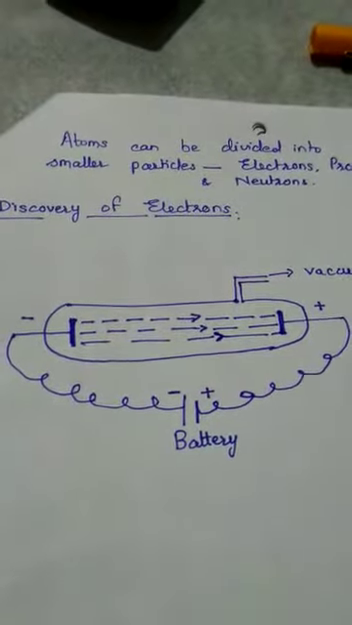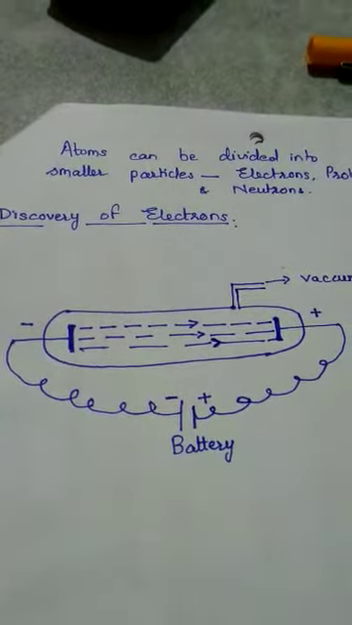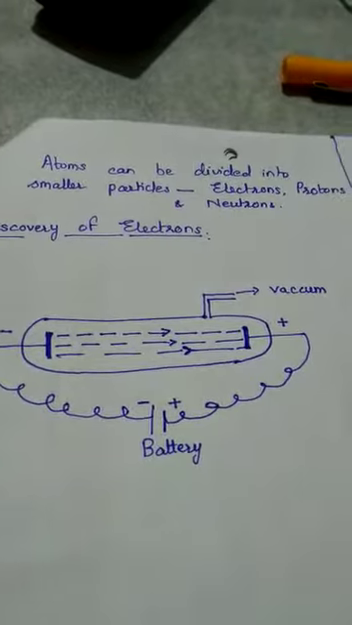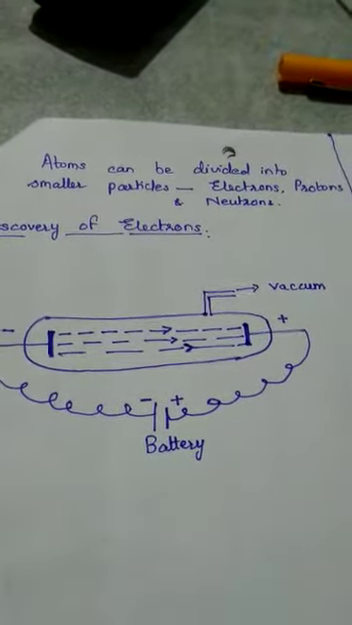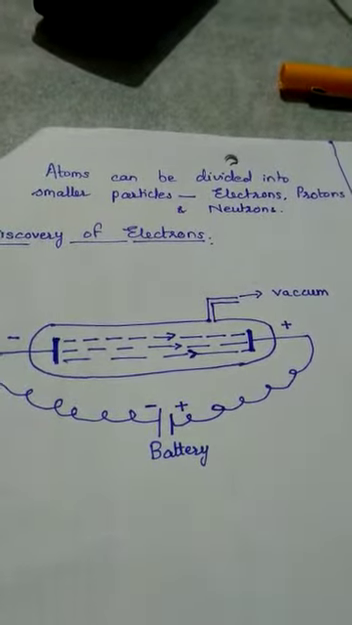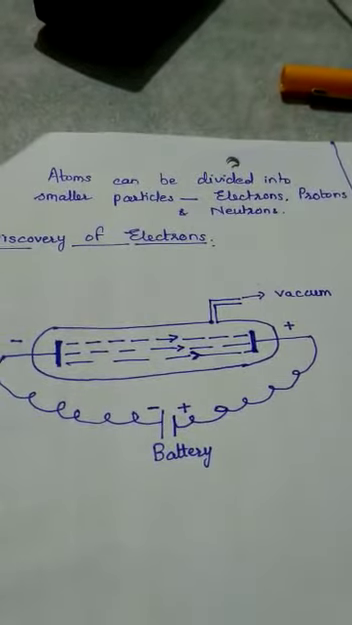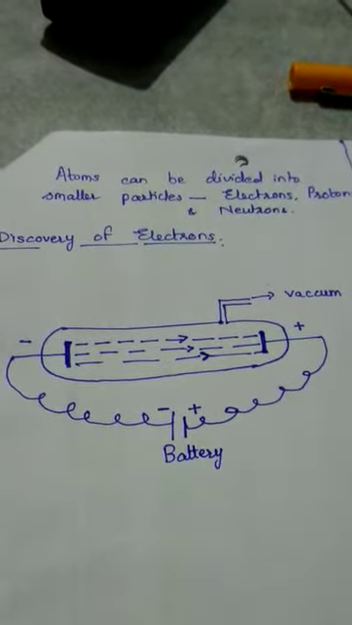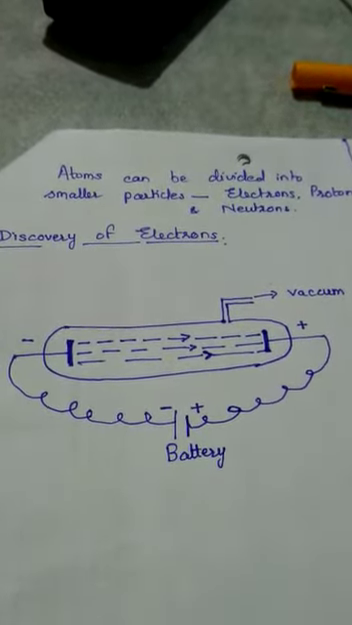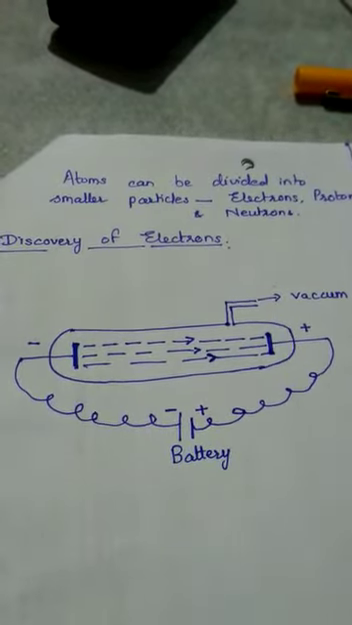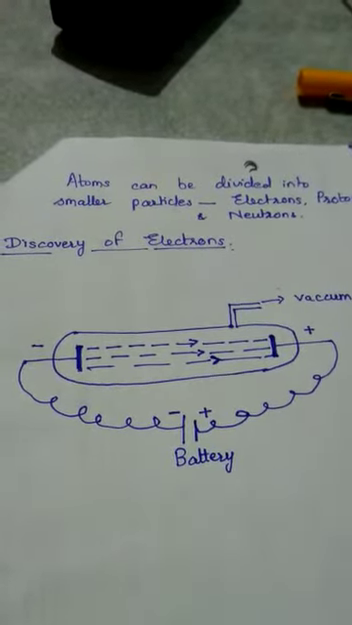Now we know that atoms can be divided into smaller particles, that is electrons, protons and neutrons. Now how do we know that atoms contain these particles? How these particles were discovered, that one by one we are going to study. So first of all we are going to study about the discovery of electrons.